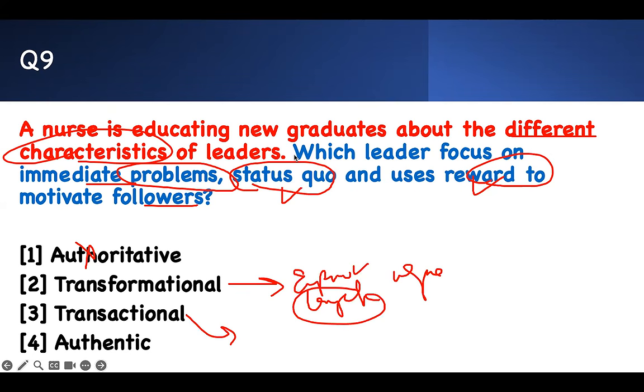Who is an authentic leader? An authentic leader inspires you to follow them, and they use a specific moral code. They motivate you and focus on your moral aspects to get you to follow, and that's authentic leadership. So this question, talking about status quo and immediate problem, is a transactional leader.